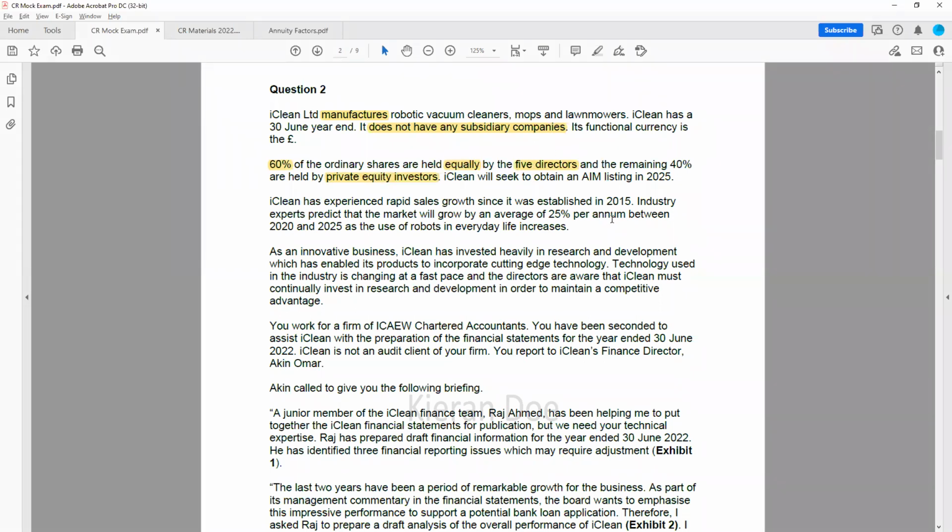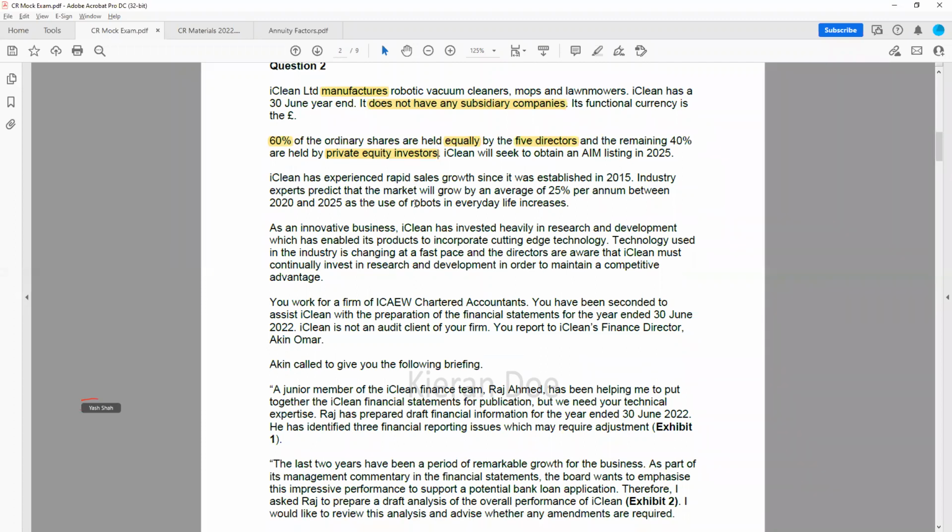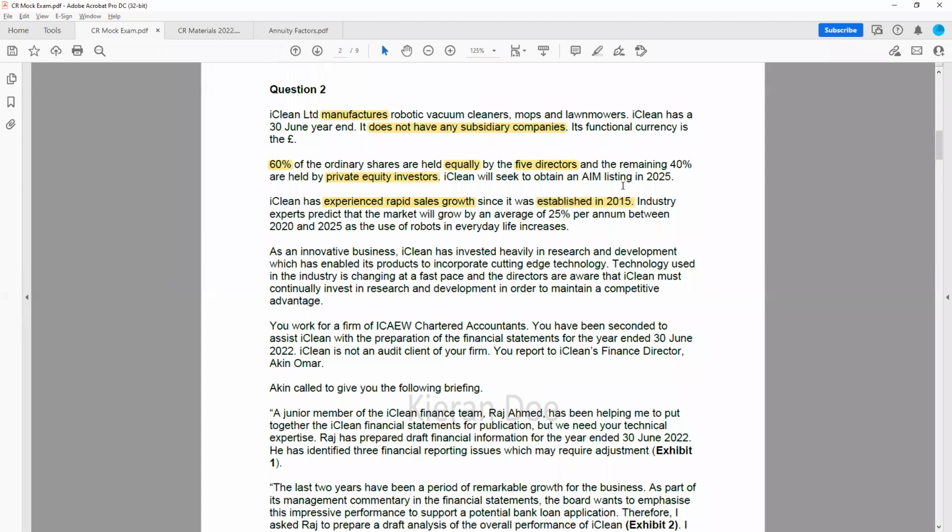We're told that ICAEW will seek to obtain an AIM listing, so a listing on the alternative market, not the main market, in 2025. So then we can see ICAEW has experienced rapid sales growth since it was established in 2015. So we're told that they've undergone a rapid sales growth. So maybe this is going to be relevant for the performance part. It's only been in business a few years, as you might expect with a high-tech company like this.